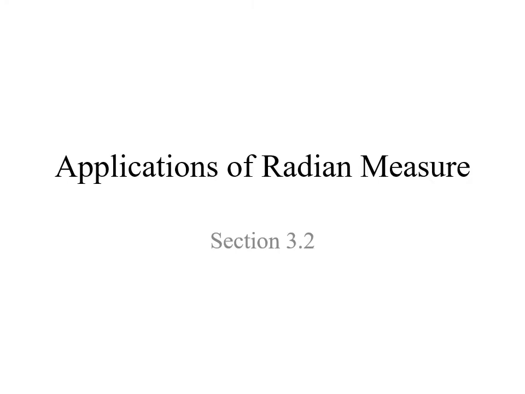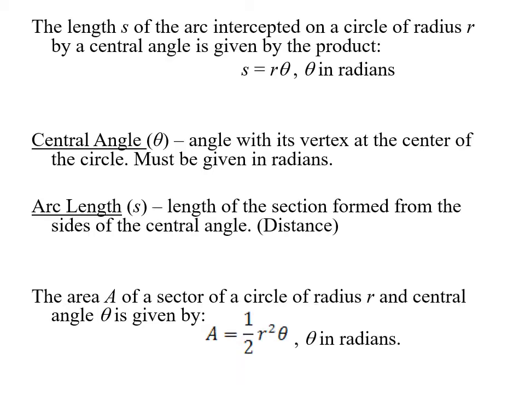Section .2 is applications, and there's actually two main applications that we want to look at. One of them is the arc length, and one of them is the area of a sector. So the arc length on the outside of the circle would be labeled S. And so if you had a picture, this is kind of like that picture of the circle I drew earlier. You have a radius R and a central angle theta and an S to give you the arc length.